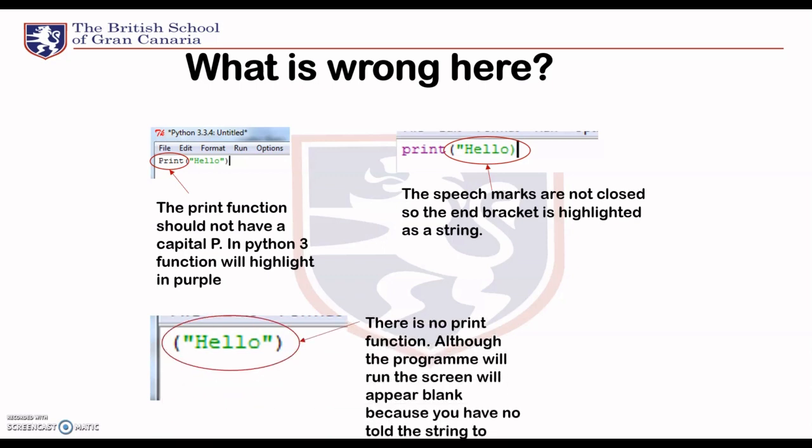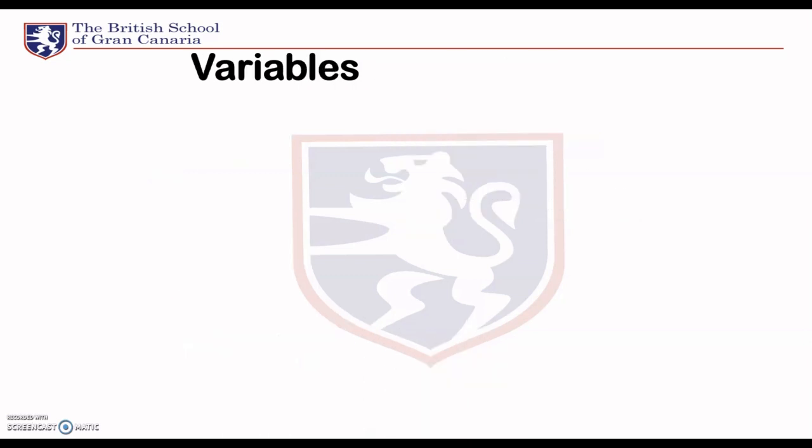And here, there's nothing wrong with this program. It does work, but there's no print function. So it's going to run the program, but it's not going to output it on the screen for you to see. Right, so variables. Now, what are variables?